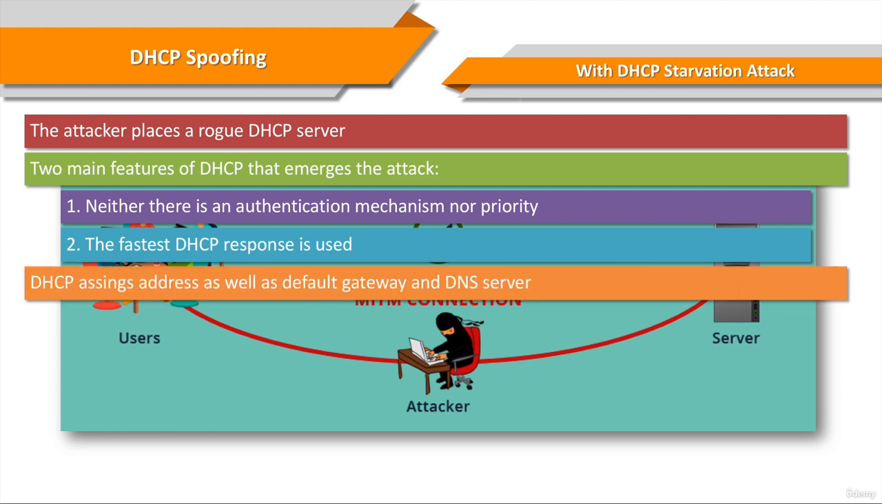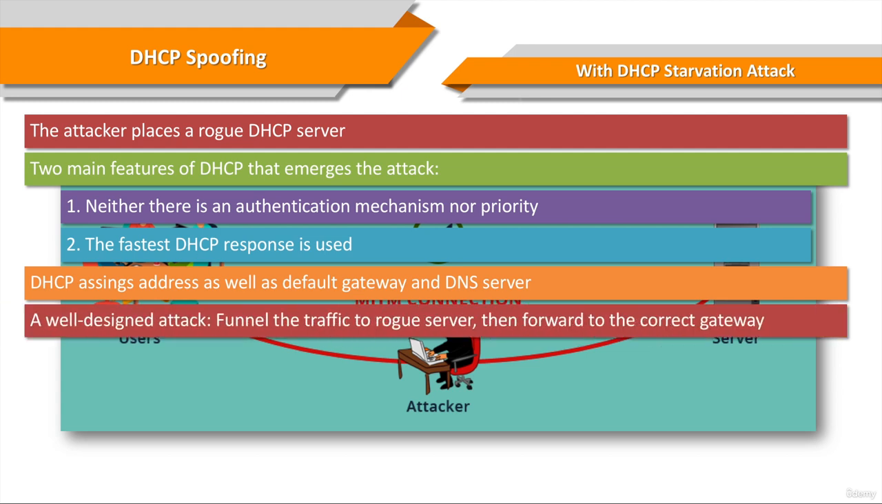So if the device receives a response from the rogue server first, the rogue server can assign any address as well as control which device it uses as a gateway. So a well-designed attack can funnel traffic from local hosts to a rogue server that logs all the traffic and then forwards that traffic out to the correct gateway to the device. And this action would be almost transparent, right? Thus, the attacker can steal information pretty much invisibly.